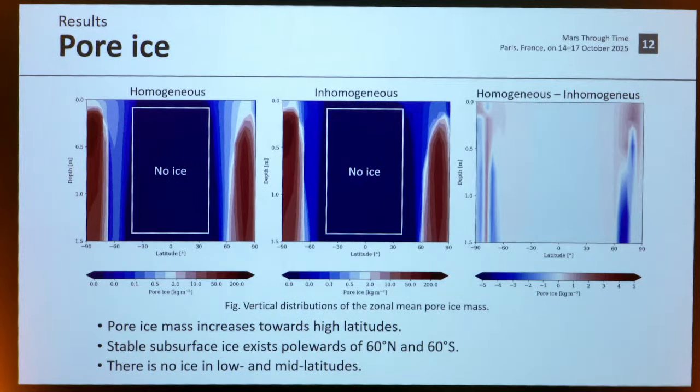So let me mention a little bit about the polar ice. Here we have three vertical distributions of zonal mean pore ice mass, and also the annual mean. Pore ice mass increases towards high latitudes, as you can see. From the left, we have homogeneous, inhomogeneous, and the differences. Stable subsurface ice clearly exists poleward of 60 degrees north and 60 degrees south, and there's no ice in low and middle latitudes.